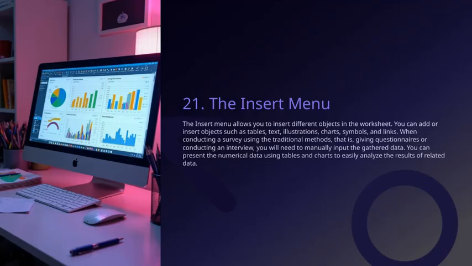Now, let's take a closer look at the Insert menu. This is a really useful feature because it allows us to add a variety of objects directly into our worksheet. For example, you can easily insert tables, which are great for organizing data, or text boxes if you want to add some explanations or labels. You can also insert illustrations like pictures or shapes, charts to visualize your data, symbols for special characters, and even links to other resources.